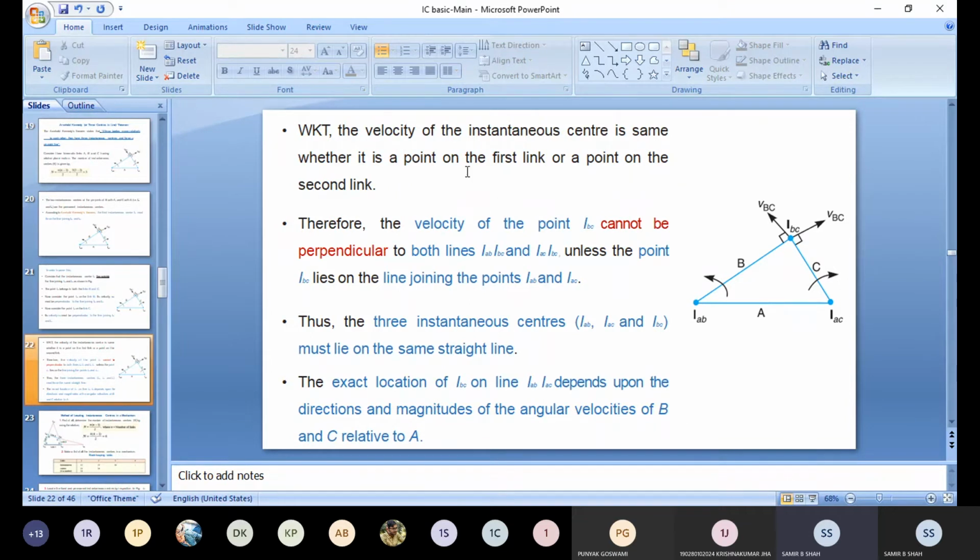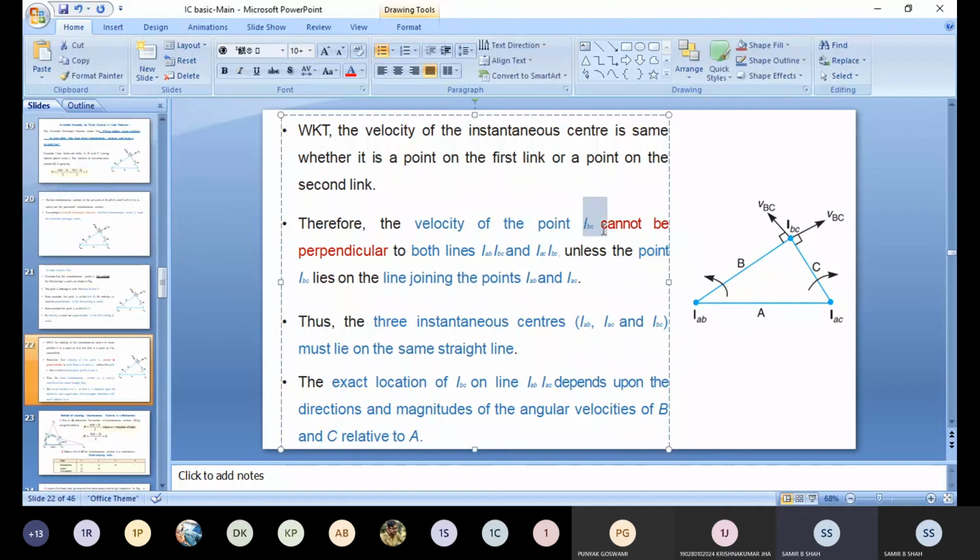Therefore, the velocity of the point IBC cannot be perpendicular to both lines. We already considered that it may be outside of the point. If it were outside, then we would not get the same velocity. But here we are getting the same velocity.